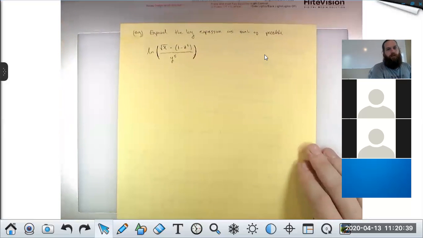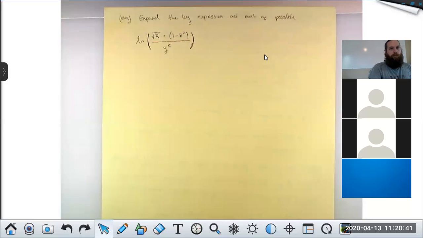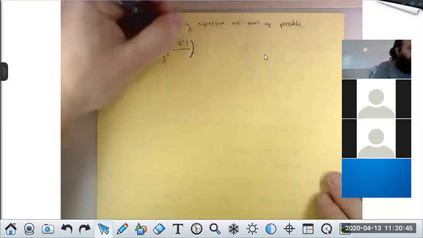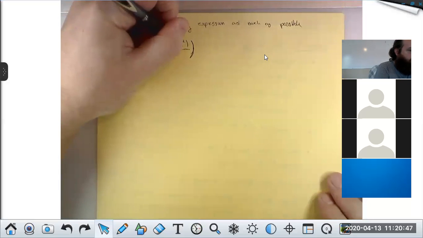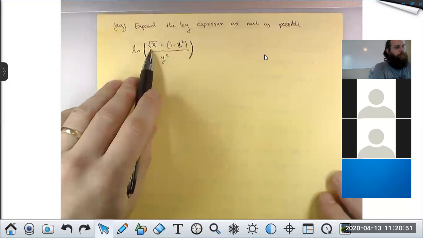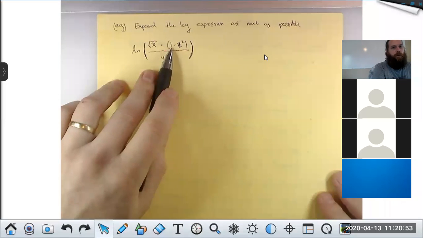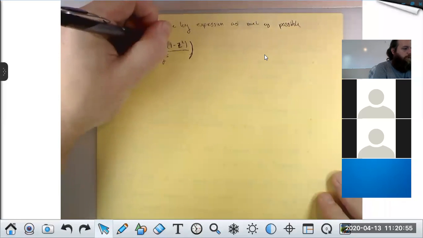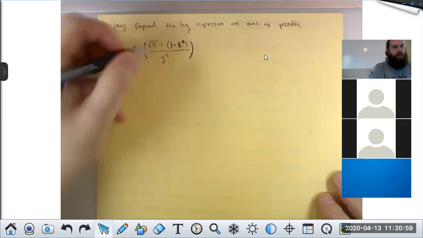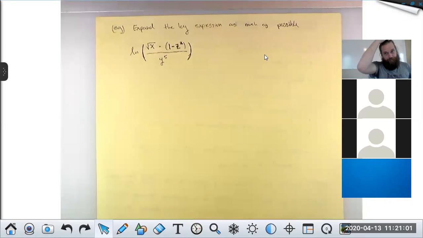Okay. So this is a big, scary expand the log problem. It's a natural log, and then inside the natural log here, I have the square root of x times parentheses 1 minus z squared, and then all of that is being divided by y to the 5th. So I need to think of those properties of logs.